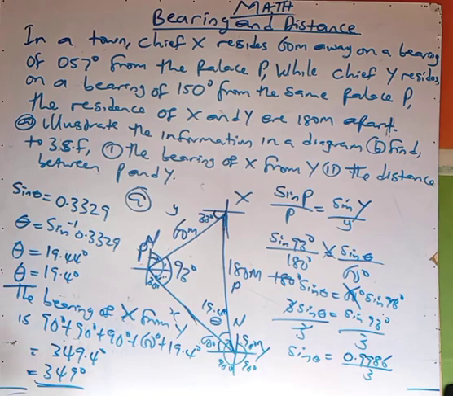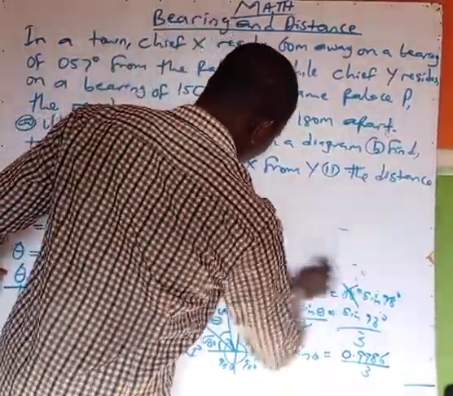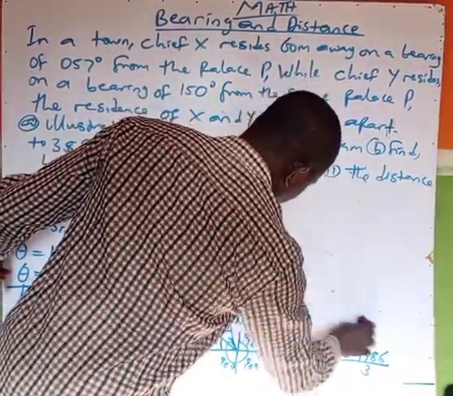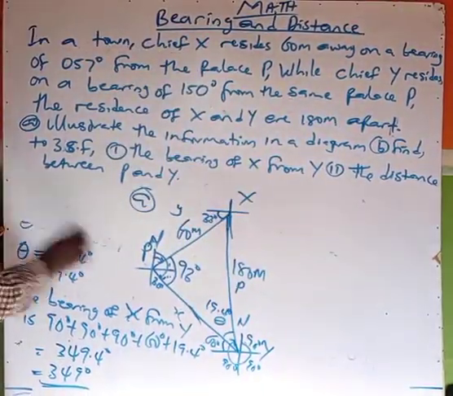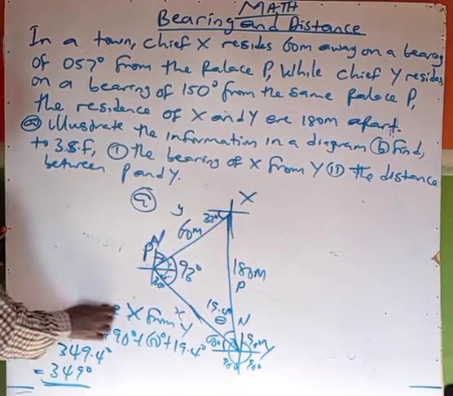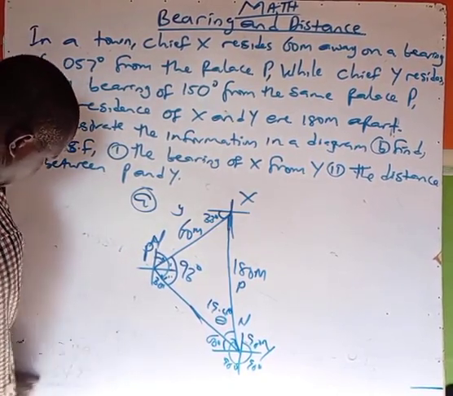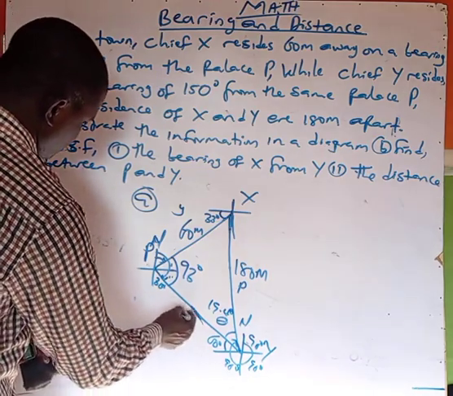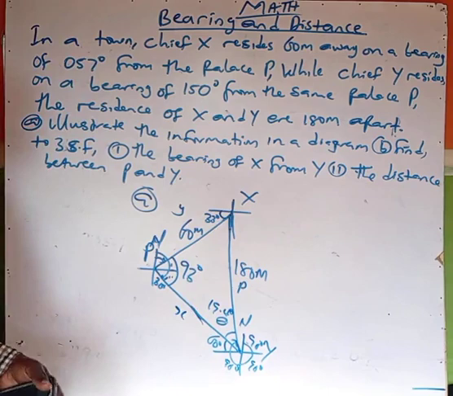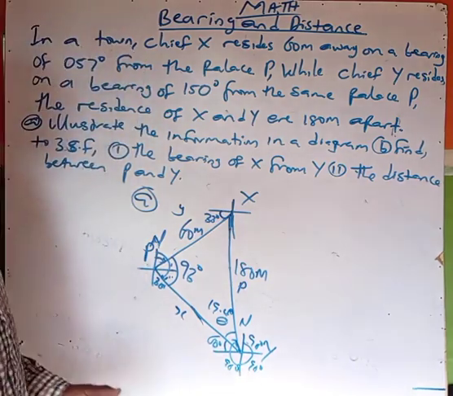Again, you have to calculate the distance between P and Y. Remember what I told you, that once you miss the diagram, you cannot get the answer. So it's that simple. Now, the distance between P and Y, that is this place.